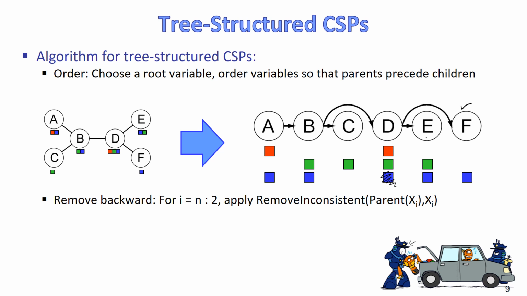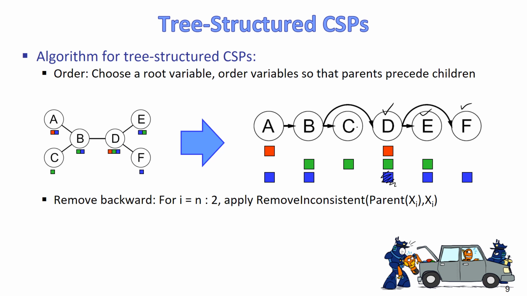Then F now is done. Then E. What is the edge coming to E? It's from D. Is it consistent? Yes, it's consistent. We don't need to remove anything. So E is done. Then D. So we'll look at the arc BD. Is it consistent? Green is okay, blue is okay, then it's consistent. So D is okay. D is done.